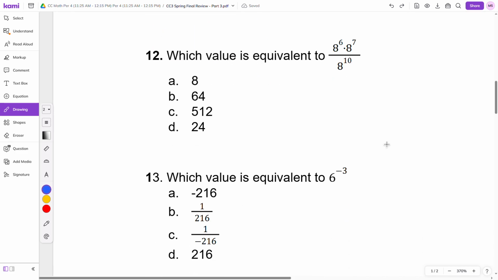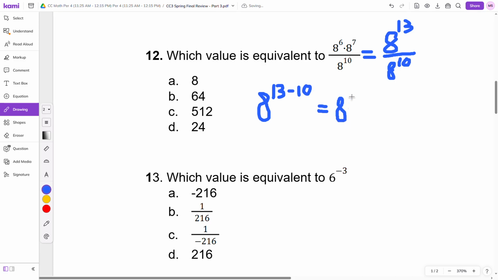Number 12. Which value is equivalent to 8 to the 6 times 8 to the 7 over 8 to the 10? Well, that numerator is actually 8 to the 13. I hope you understand that you add the exponents whenever you multiply two numbers with the same base. Because you add the exponents, that's what you get. And then you have division, and in division, you're supposed to subtract the exponents. So that means you get 8 to the 13 minus 10. And that ends up being 8 cubed. Now, I don't see 8 cubed as an answer here, but hopefully you can tell it's bigger than 64, and so the answer has to be C.